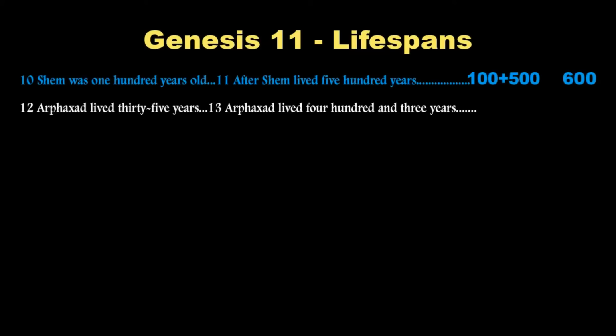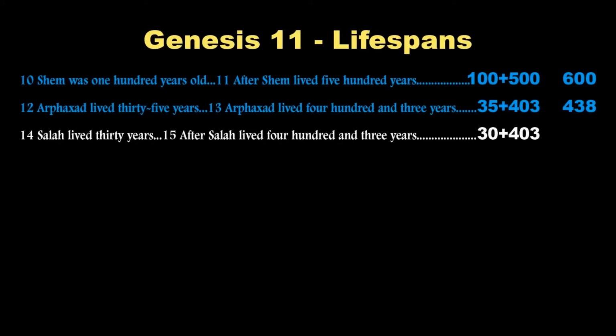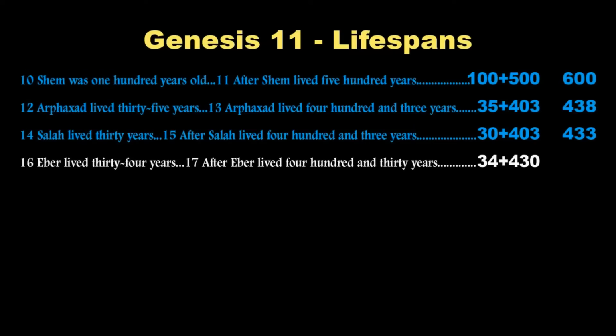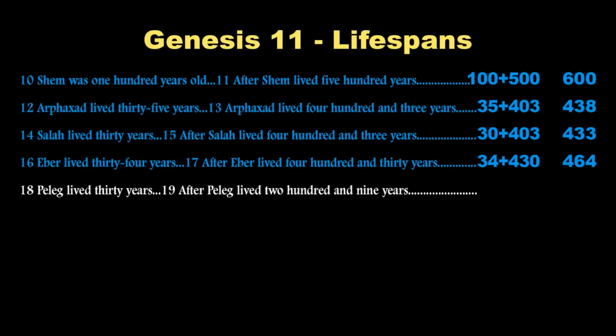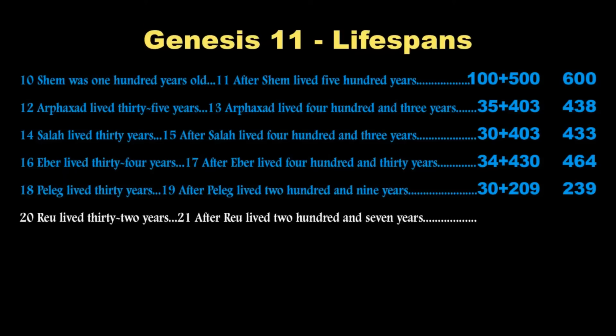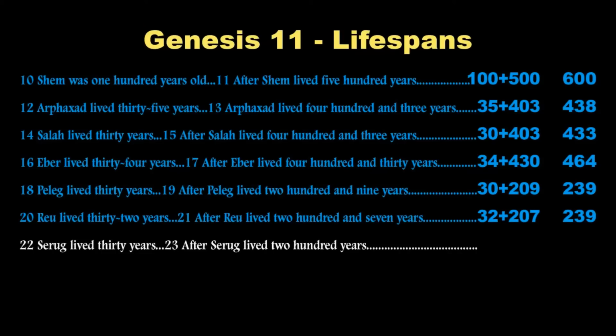Then we come to the next name, Arphaxad, and see the same format. 35 years plus 403 years, and see that he lived 438 total years. We continue that for everyone. Salah, 30 plus 403, 433 total years. Eber, 34 plus 430 for 464 years of age. Then Peleg, 30 plus 209 for a total of 239. Reu, 32 plus 207 for 239. Serug, 30 plus 200 for 230.